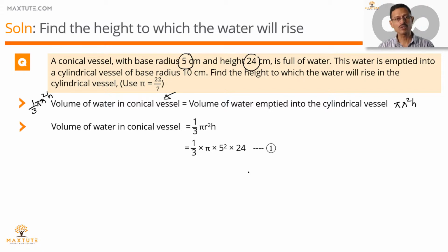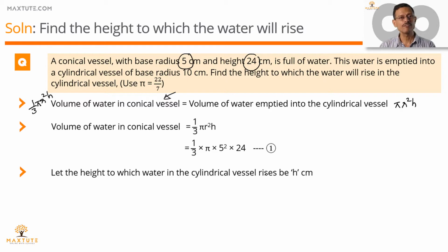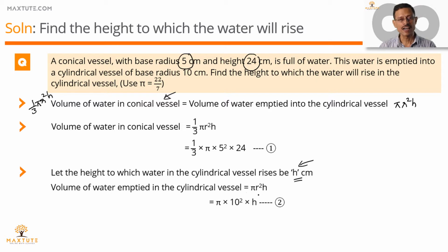Part 2, we'll find out the volume of water emptied into the cylinder. For that, we need to know the height to which the water has risen in this cylindrical vessel. Let's assign a variable for it. Let's call that h centimeters. This is what we are trying to find out, because the question is saying, find the height to which the water has risen. So the volume of water that has risen will be equal to the volume of the shape which holds it, which is a cylindrical shape. So it's pi r squared h, where r is the base radius and h is the height to which water has risen. The base radius is equal to 10 centimeters. So it's pi into 10 square into h.